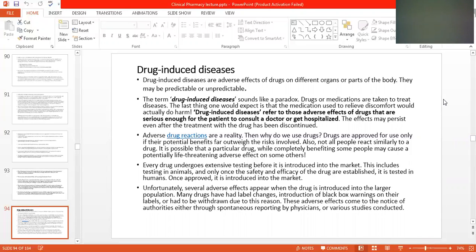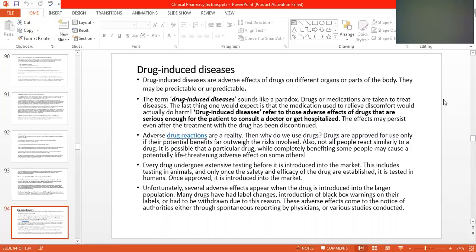Adverse drug reactions are a reality, it's a fact. Then why do we use drugs? It's a question. Drugs are approved for use only if their potential benefits far outweigh the risk involved. It means that if the benefit is more and the risk is less, then we use the drug, though we know the drug causes side effects.